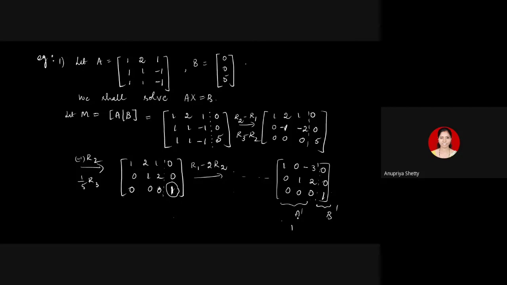So if you try writing down A dash x is equal to B dash, the last equation will be 0 into x1 plus 0 into x2 plus 0 into x3 is equal to 1. So you would get 0 equal to 1, which is not valid. That says the system A dash x equal to B dash will not have a solution. And if this has no solution, Ax equal to B will not have a solution. It follows from the previous proposition which says whenever the last column B dash has a pivot, it has no solution.